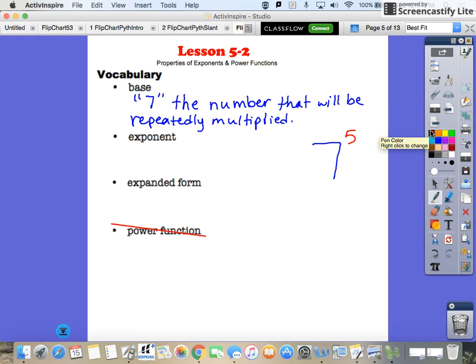The second part is an exponent. In this example, the exponent is 5. This is how many times the base will be multiplied.